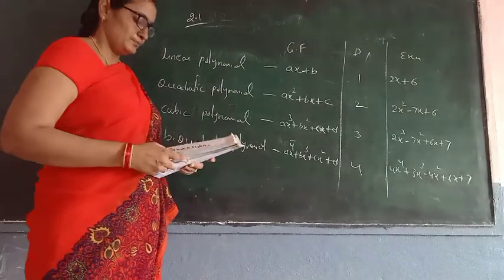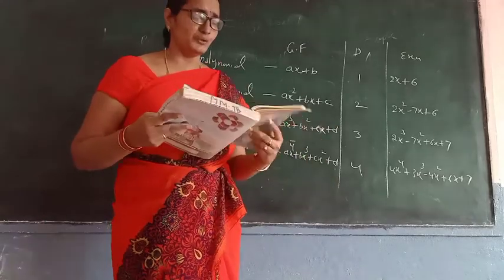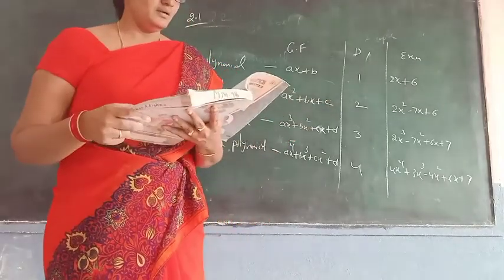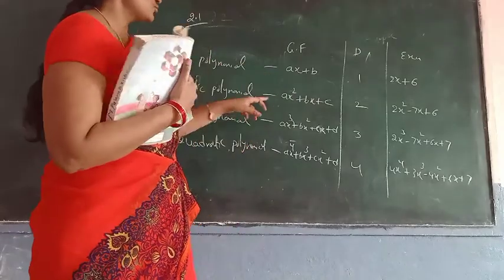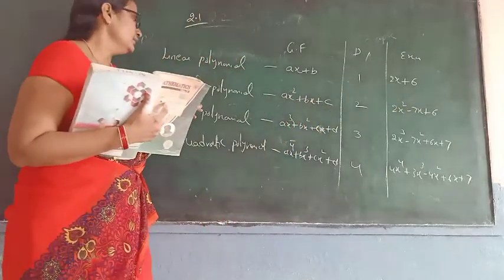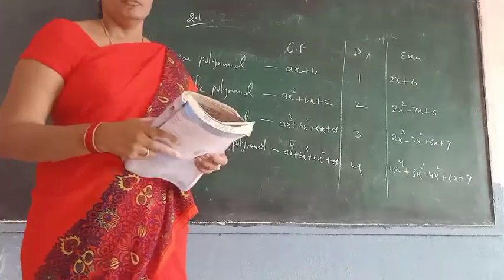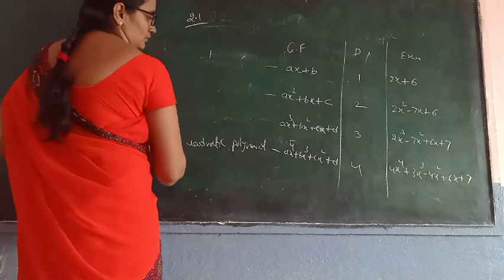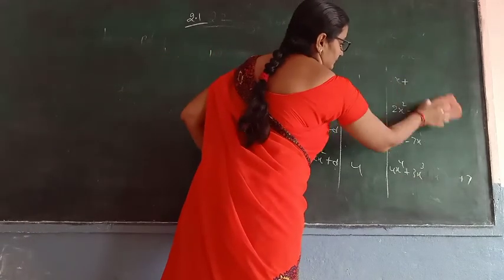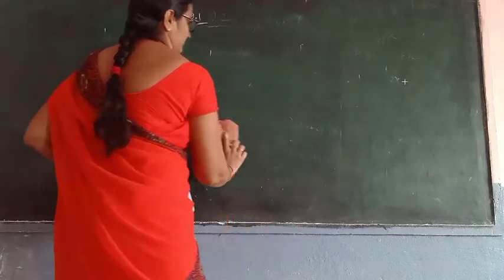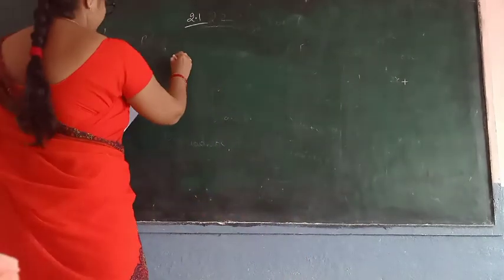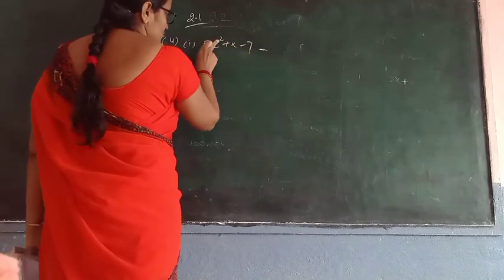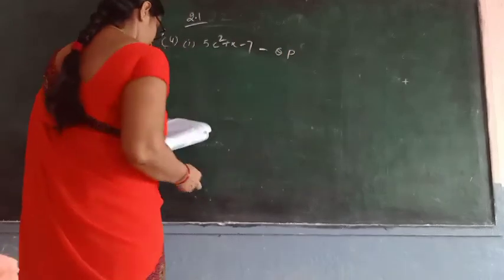Now for example, in the fourth problem, classify the following as linear, quadratic, cubic. First one, 5x square plus x minus 7. The degree is 2, so it is a quadratic polynomial. Note this table in your notebook. First problem, 2.1, fourth one, first problem: 5x square plus x minus 7. What is the degree? 2, therefore this is a quadratic polynomial.